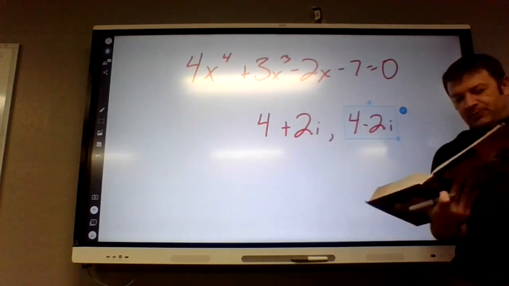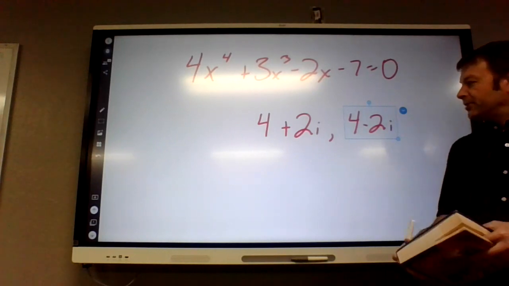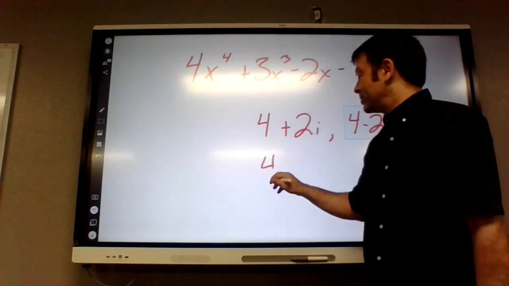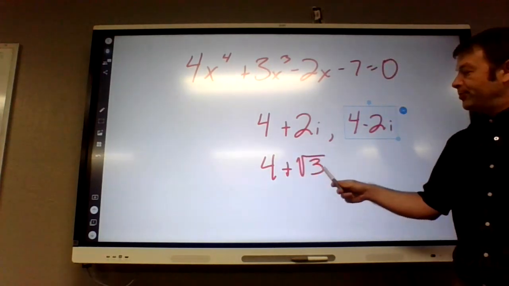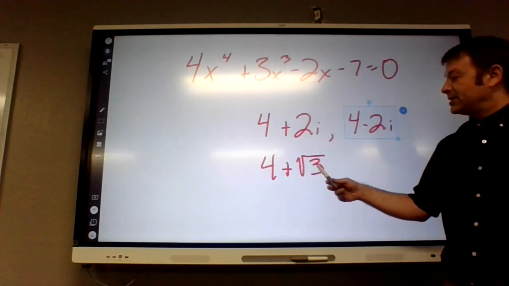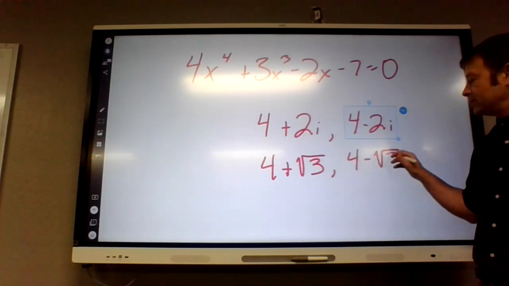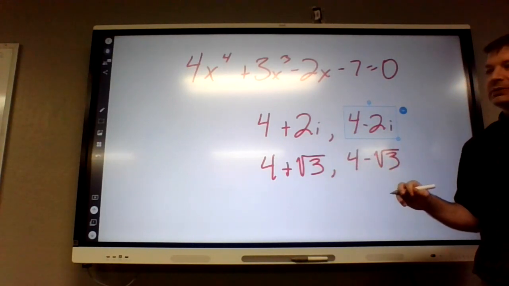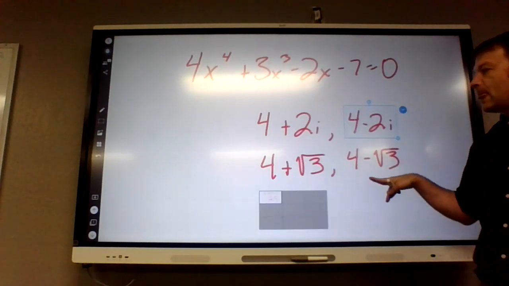Similarly, I think this is theorem 3. On theorem 3 it says pretty much the same thing, but this time it's with irrational numbers. So if you get like 4 plus square root of 3 as an answer, it'll also have 4 minus square root of 3 as an answer. Okay, so if you know one of them's true, the other's going to be true.